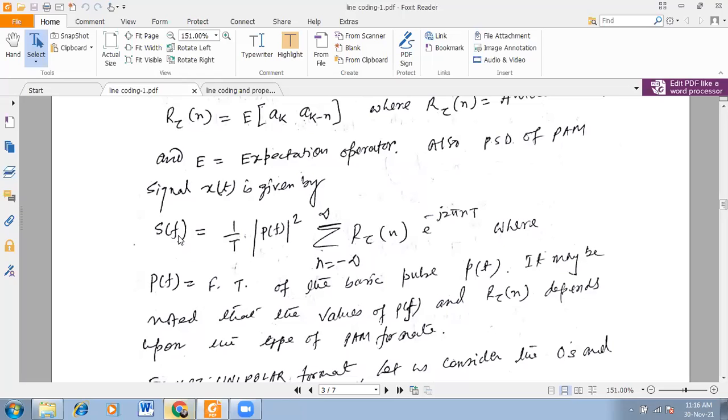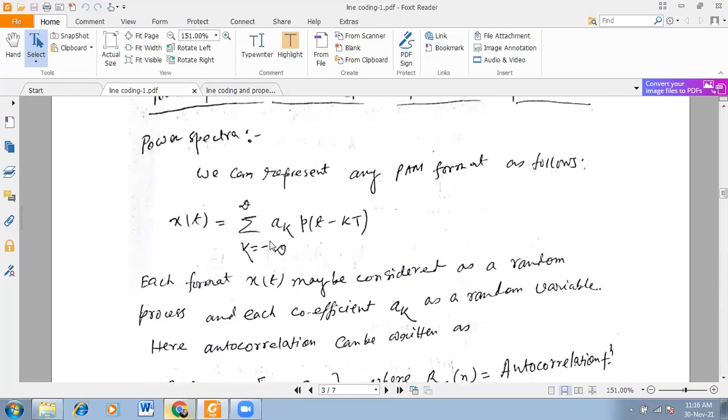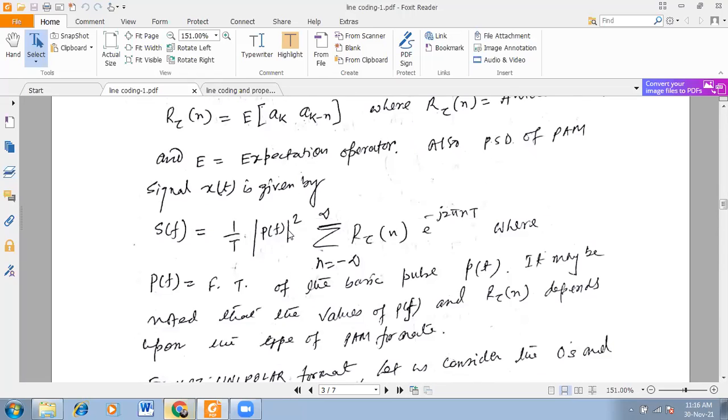So S of f, now it's a Fourier transform, because it is in the frequency domain. From s(t) we are getting S of f over there. The expression is S of f equals 1 upon T times the magnitude of P of f squared, where P(f) is the Fourier transform of p(t), times the summation over n equal to minus infinity to plus infinity of R of n.